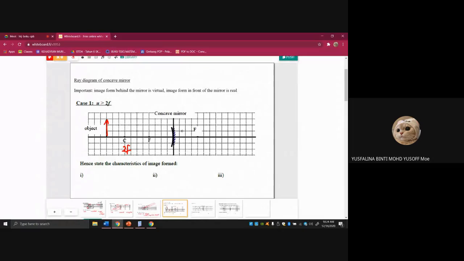So from here goes to here, reflect back through F, and then from here goes through F and reflects back. So the image will be here. And then the characteristic should be real, still inverted. And the last one, the size of the image should be smaller than the object. We can call it diminished.